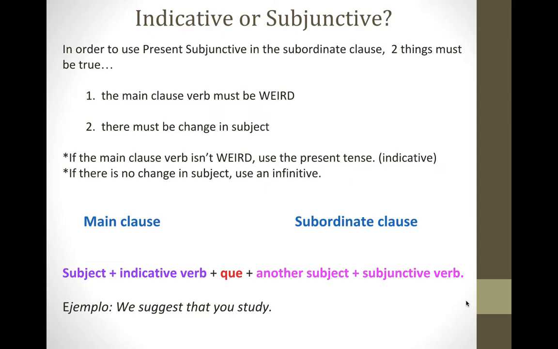It says, we suggest that you study. When you go to translate that, you look at your main clause first. We suggest. Suggest, you're going to learn today, is a WEIRDO verb. It's our suggestion that you study, but it's possible that you won't. So we need to use the verb to study in the subjunctive. The verb is WEIRDO, and number two, there is a change in subject, we goes to you. So when you translate this sentence, you have, nosotros sugerimos que tú estudies.